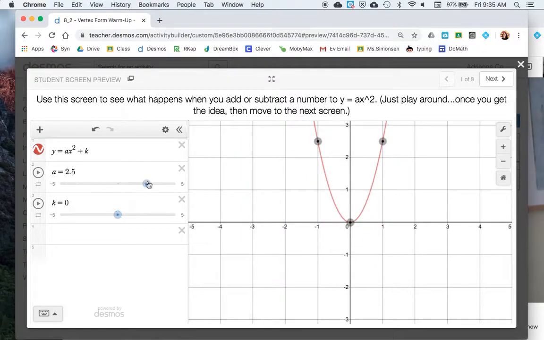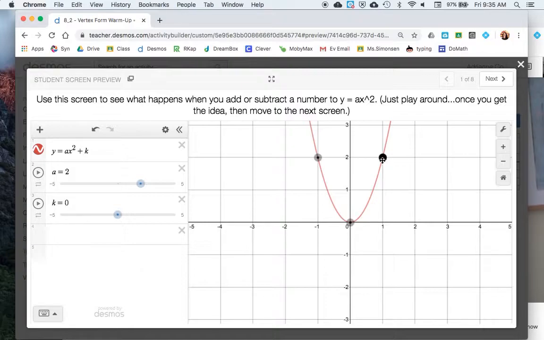last week, everything we did started here at the vertex, okay? And that's because there was no k out here, or this value was 0. It was just y equals ax squared. And what a did was it stretched or flipped the parabola, right? Right side up if it's positive, upside down if it's negative, and the bigger a is, the higher up those points go. So if a is 2, there's our vertex. We go over 1, we go up 2, boom.